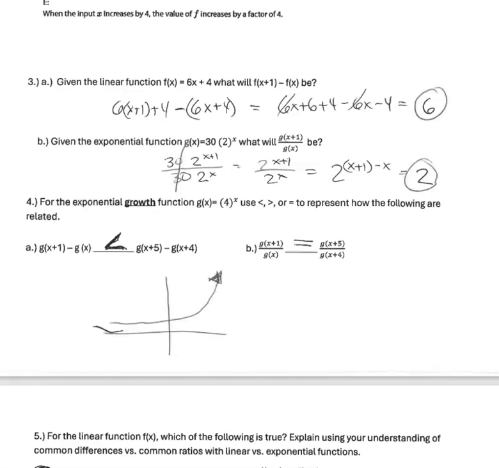On the next one, given the following, what will the factor be between any number for x and the one right before? Looking at this, 30 is the original and 2 is the factor. So we know that between any two values, the ratio has to be 2.